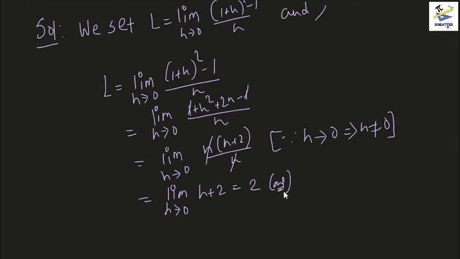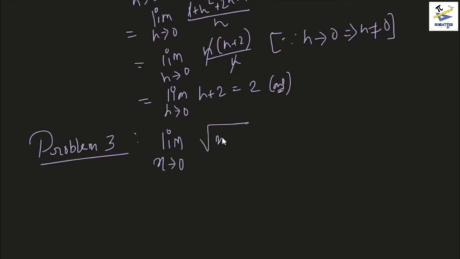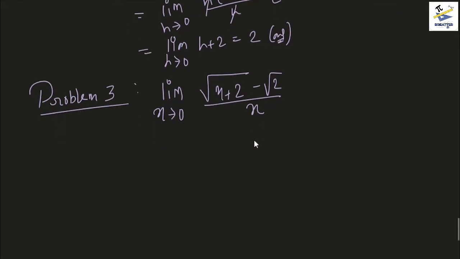Let's go. For the next problem we have the limit as x tends to 0 of (root over x plus 2 minus root 2) divided by x. Now this is one of the unique problems that we have not done yet. It's a limit problem involving surds, right?